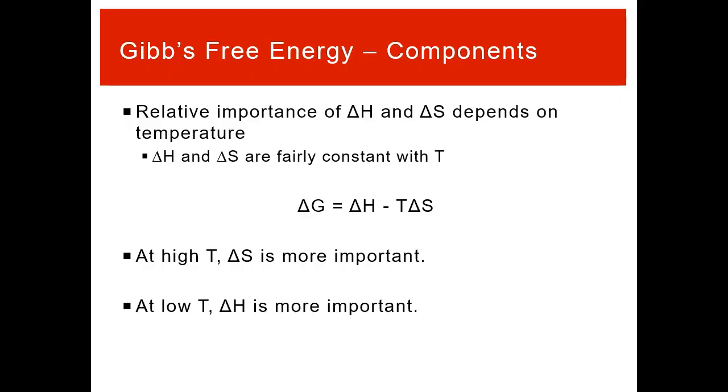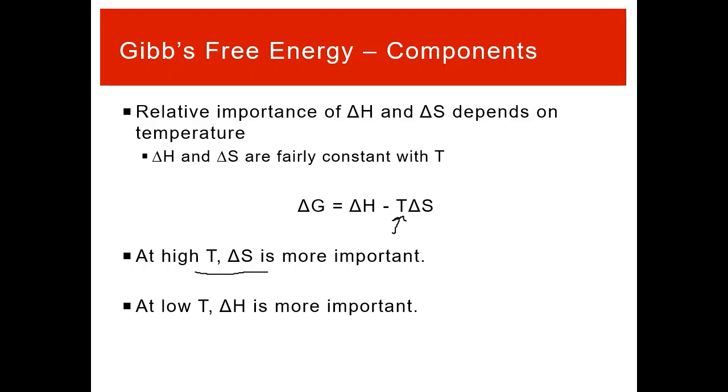Generally, delta H and delta S values are pretty consistent with temperature. So delta G changes a lot with temperature because T is explicitly in there. I explicitly include the temperature in this calculation, and basically, we can see that the temperature is multiplied by the delta S. So at high temperature, delta S is going to be more important for determining delta G.